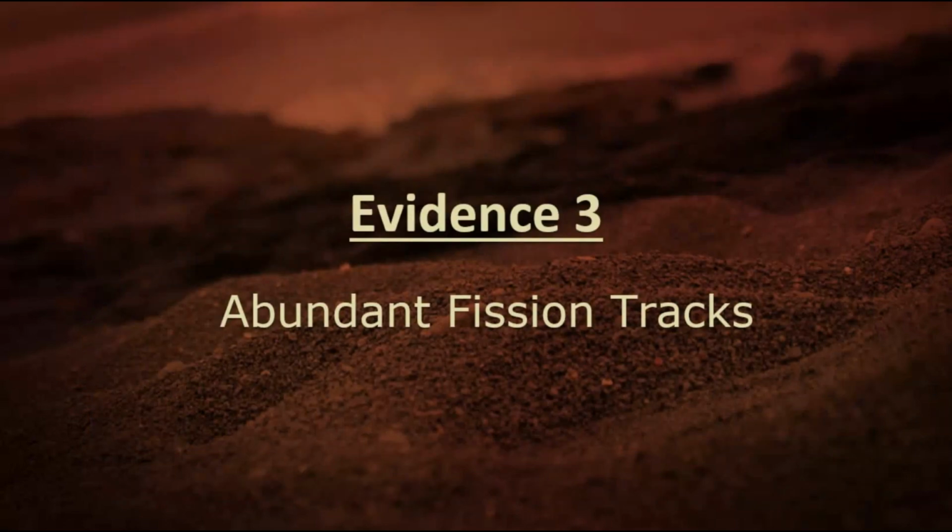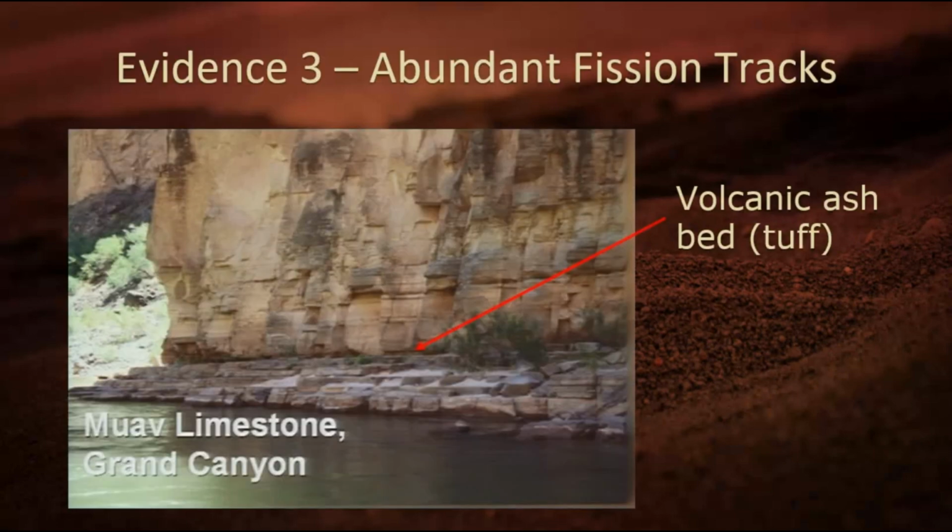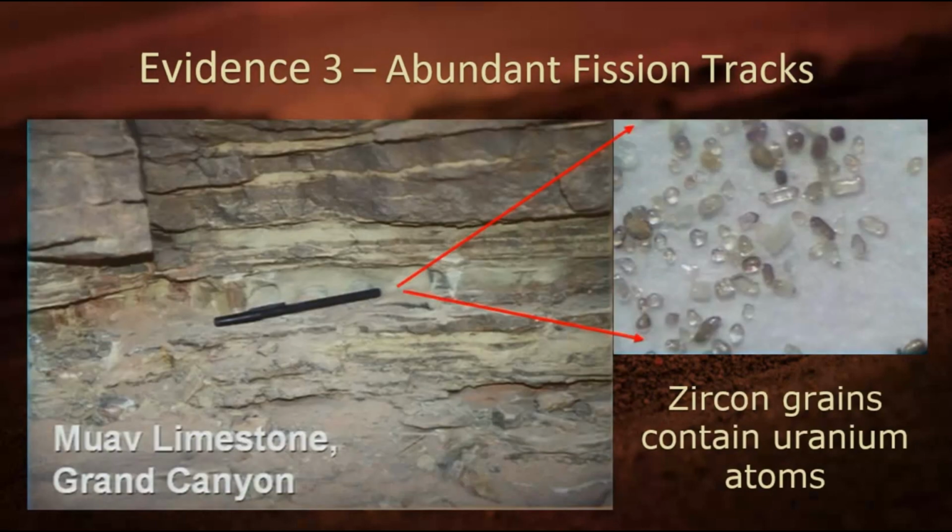The next two are basically visual evidence of rapid radioactive decay. It's called abundant fission tracks. At the bottom of the Grand Canyon, there's a volcanic ash bed from a volcanic eruption. And this volcanic ash bed is only about 3 inches thick, and you can see the scale on the pen in the left picture here. And that's about 3 inches.